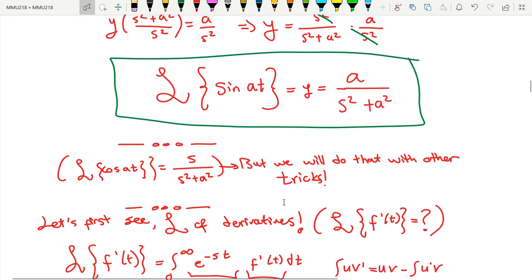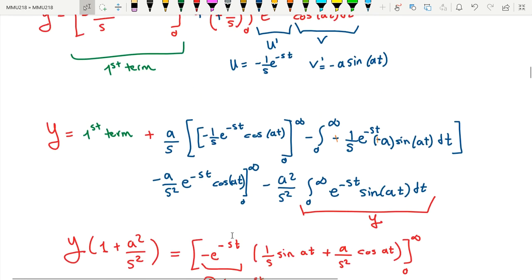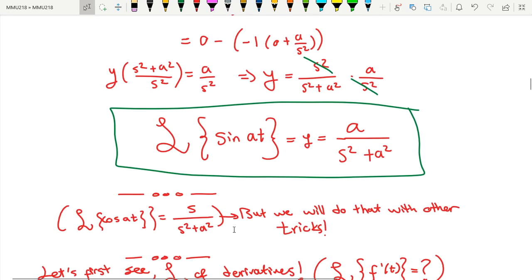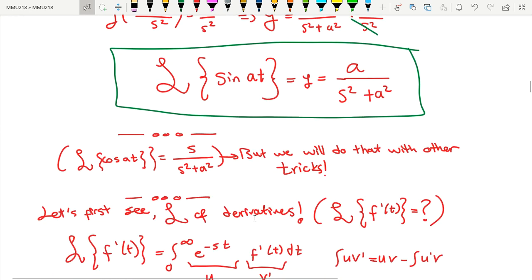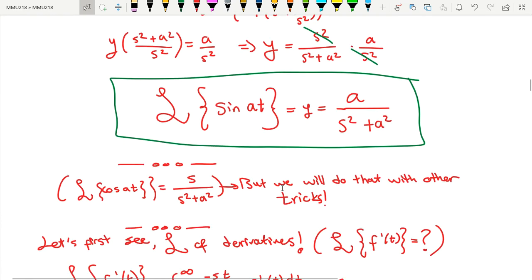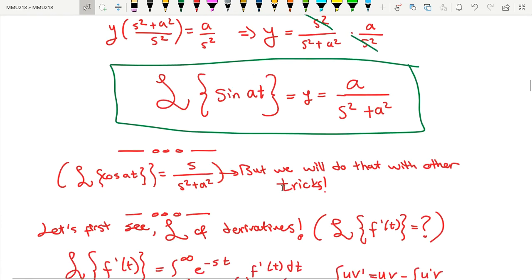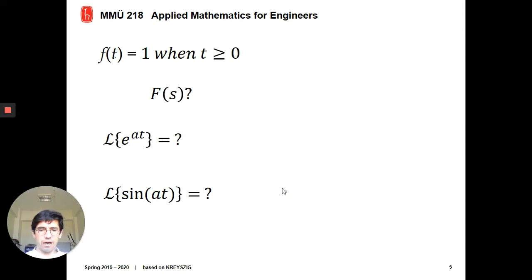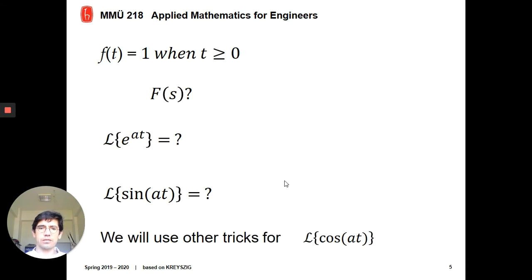And cosine at, we could derive the cosine at in a very similar fashion and end up with s over s squared plus a squared. But I'm going to introduce the Laplace of derivatives first and then use a trick from there to find out what the cosine of at is by looking at the Laplace only. So that's just another little trick that you can fancy as a mathematics reader maybe, okay? Now let's go back to our slides.